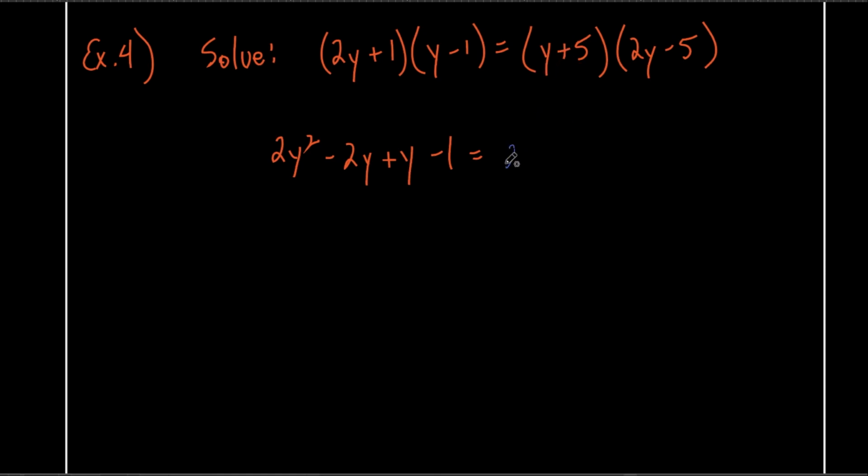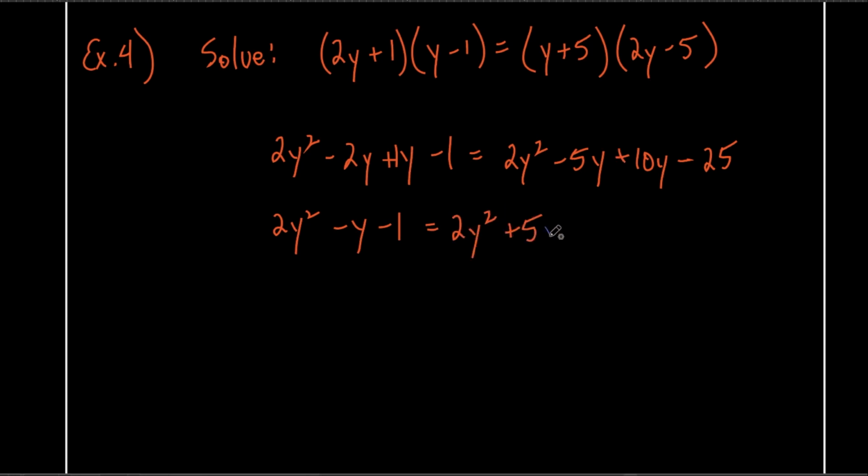y times 2y is 2y squared. The outside is minus 5y. The inside is plus 10y. And the last, I'm sorry, is minus 25. Let's simplify some stuff. So 2y squared, negative 2y plus 1y is negative y minus 1 equals, this is 2y squared. This is going to be a plus 5y, because negative 5y plus 10y is positive 5y minus 25.